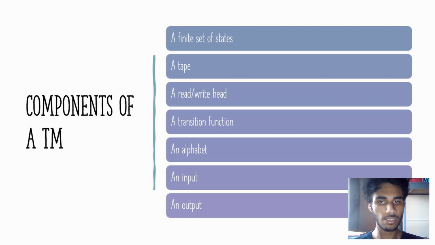Now let's discuss the components of a Turing machine. The components of a Turing machine are a finite set of states, a tape, a read-write head, a transition function, an alphabet, an input and an output.